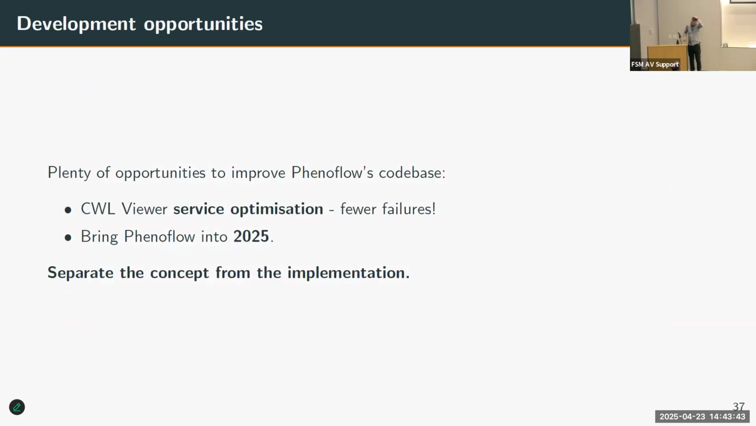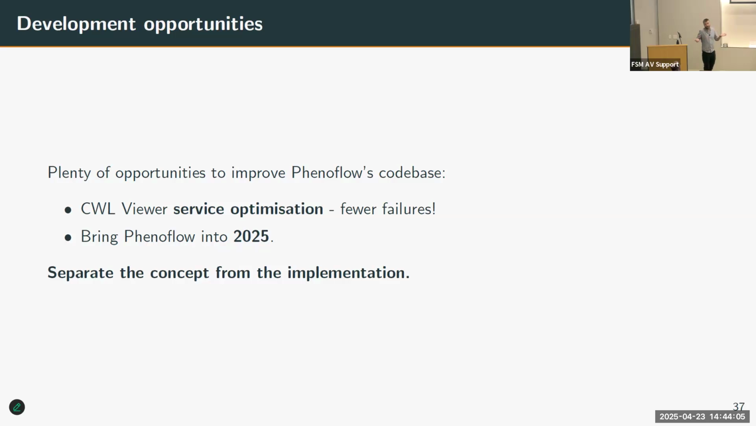Another nice thing as well, again, with conversations with Luke, I think it's really important to separate Phenoflow the concept from Phenoflow the implementation. Phenoflow was written in 2020. I describe it as my COVID fever dream. And the code is probably not as good as it could be. That doesn't, I don't think, invalidate the idea, but there's definite need there. I call them quite nicely development opportunities, not bugs. There's a need there for improvements.